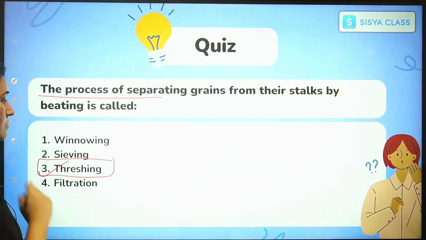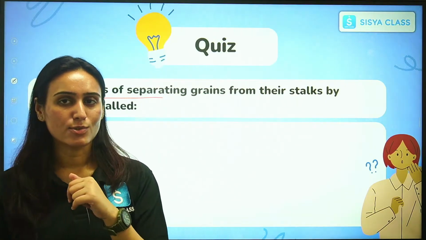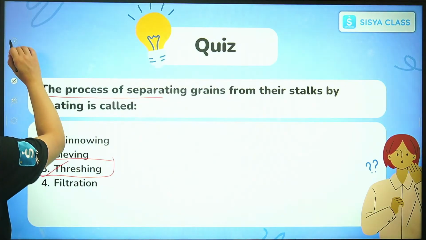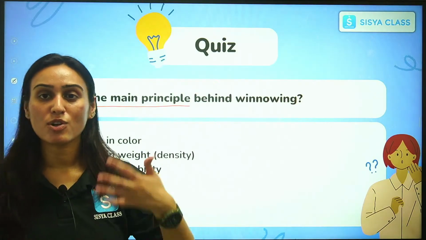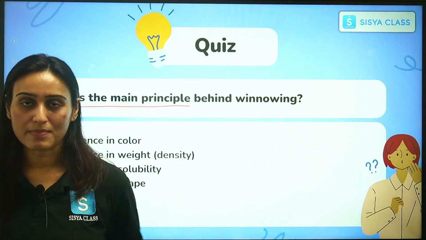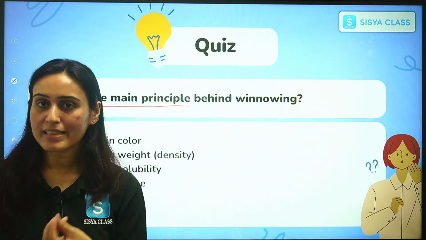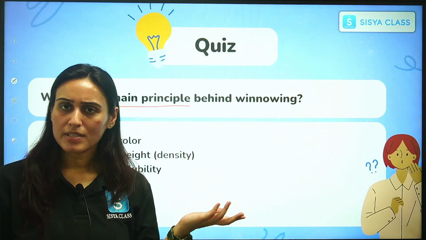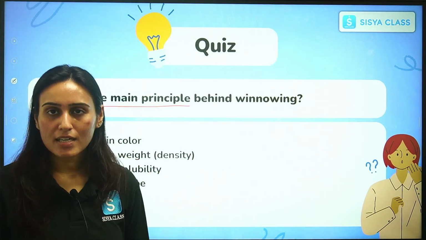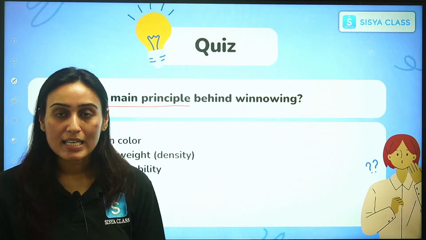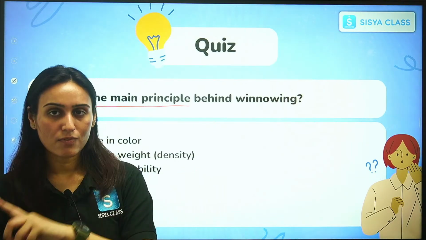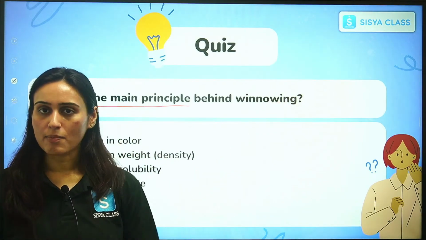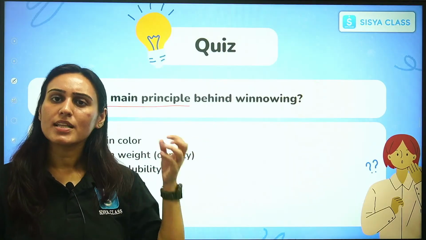Option 3. We will learn about sieving also, don't worry. Alright, so what is the main principle behind winnowing? I told you, focus on the principle. You are trying to separate out a lighter component from the heavier component, correct? You are blowing it in the wind, you are using a thresher for that. What are we basically doing? We are using wind to blow the lighter components away, and the heavier components will fall down.